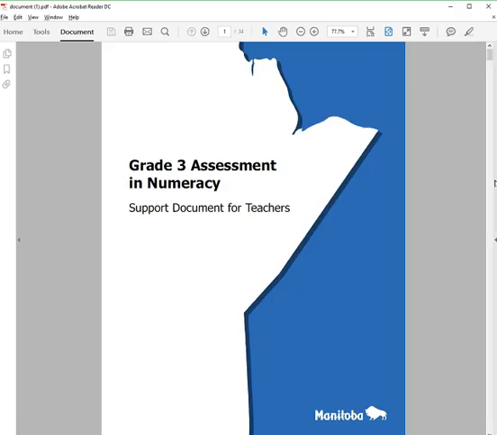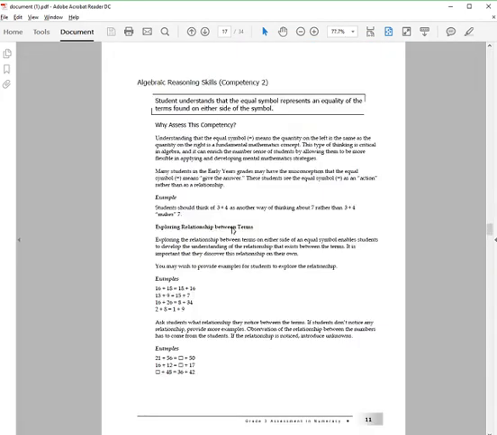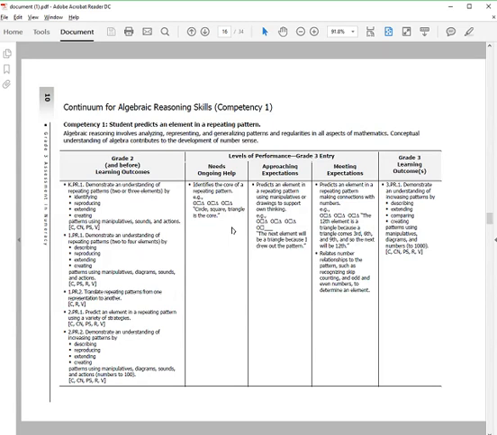The document itself, the grade 3 assessment in numeracy support document, has some really great information on how to collect student results and how to administer the assessments. But what I'm going to go over is the 4 competencies that they're looking for. We're just going to scroll through the document till we get to the first competency. The first is that students predict an element in a repeating pattern. With all of the classroom activities you've done up to that point, you need to decide whether the student needs ongoing help, is approaching expectations, or is meeting expectations.